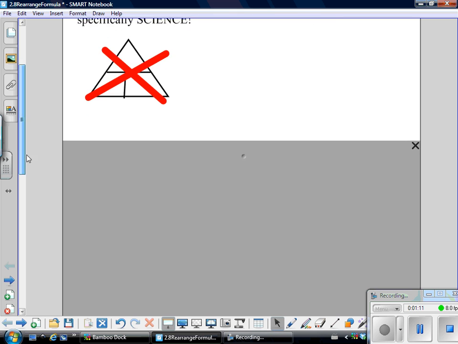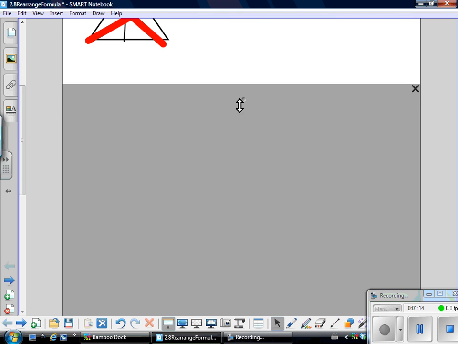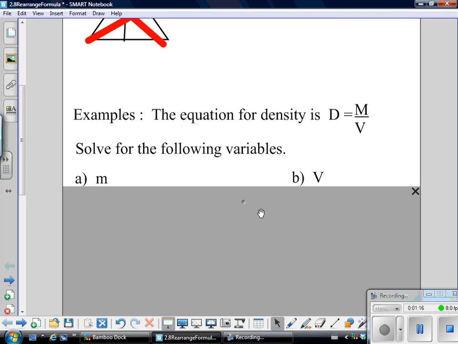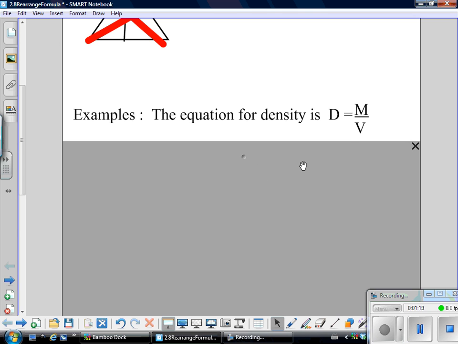All right, so the first thing we need to do when we're doing this has to do with examples. For instance, I have this equation. It is a science equation for density and it says D equals M over V. Now, it's density equals mass over volume. I don't really care, as a math person, that M stands for mass and V stands for volume. That doesn't concern me. All I know is I have this relationship between these three numbers.